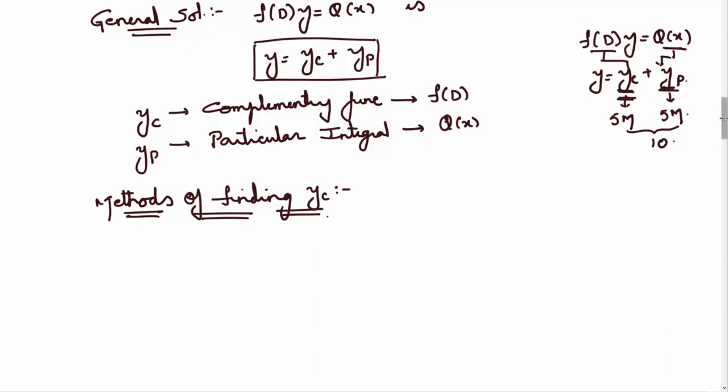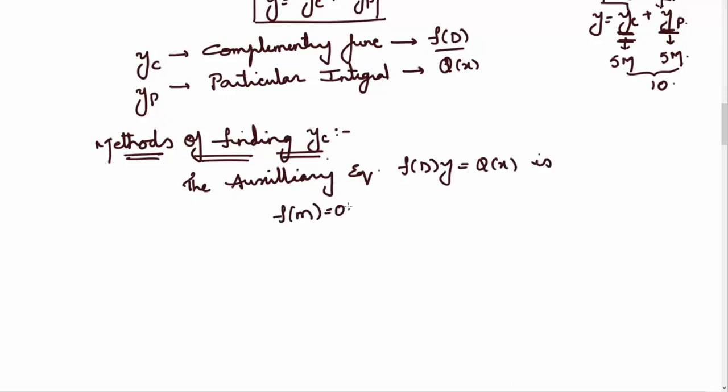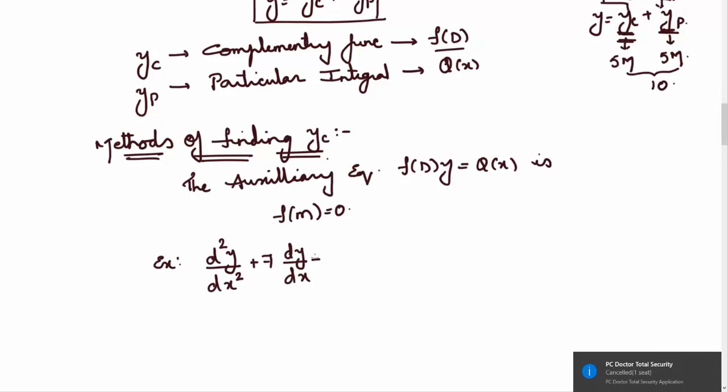Now, as I said, yc is obtained from f of D, right? So in order to find yc, first we will write the characteristic or the auxiliary equation. So the auxiliary equation of the differential equation, let us say f of D into y is equal to q of x, is given by f of m is equal to 0. Say, for example, if I have a differential equation as d square y by dx square plus 7 into dy by dx plus 12y is equal to, let us say, e to the power x.